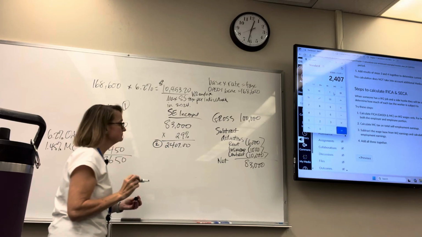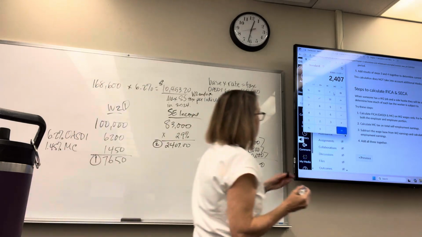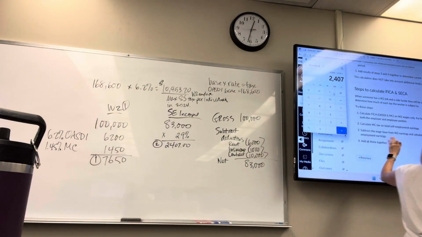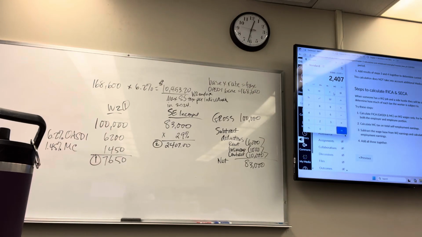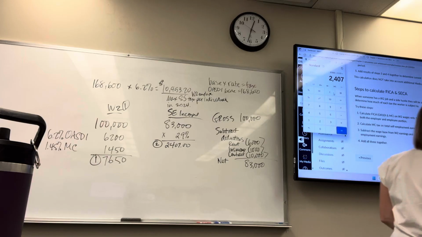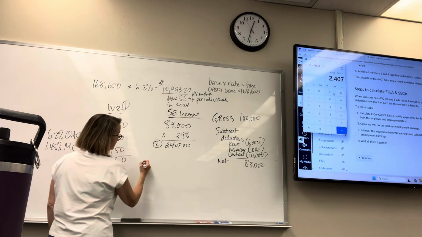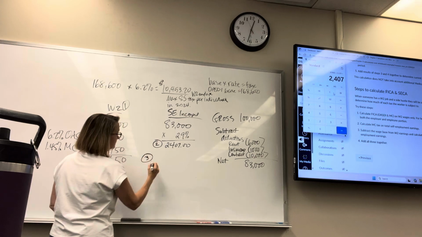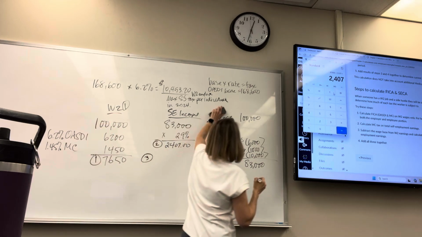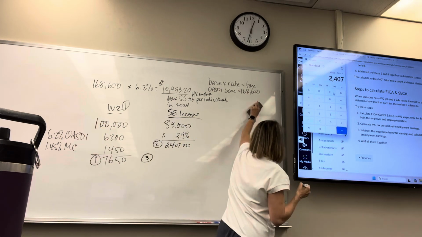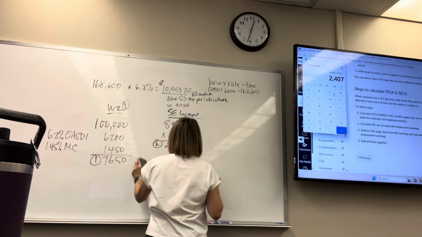That's step 2. Step 3, subtract the wage base from W-2 earnings and then calculate the full SECA tax on that portion of the self-employment earnings. All right, let's go through that. So here's step 3. Oh, sorry. I'm going to erase this so you can actually see. Step 3.